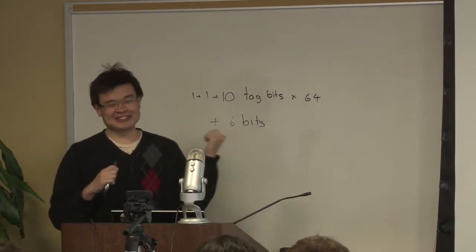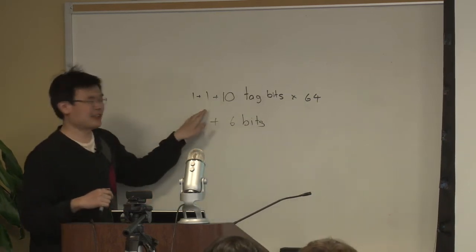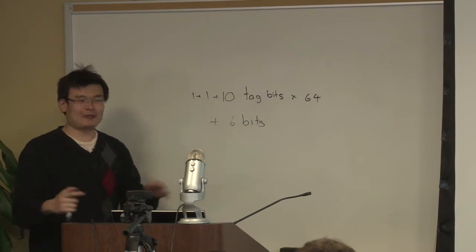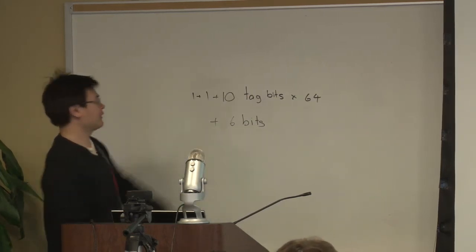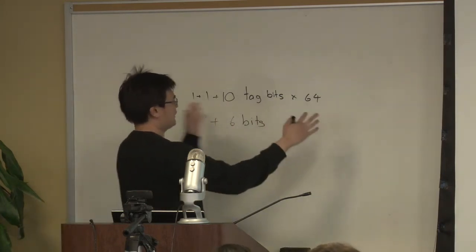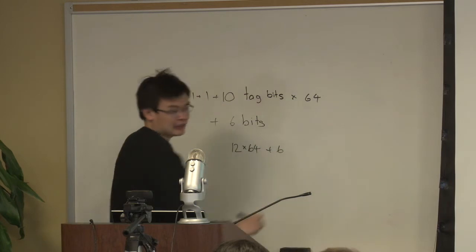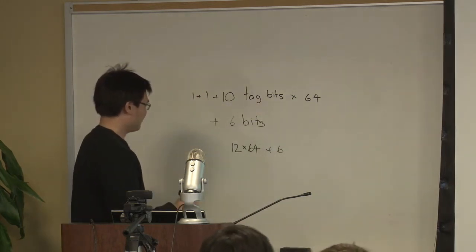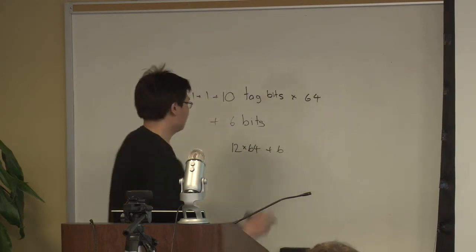So anything else that we need? Yeah, that's all. We take care of the valid bit. We take care of whether it's dirty or not because it's a write-back inclusive cache, and we take care of the replacement policy. So that means the total size is 12 times 64 plus 6, and I believe that's 74 bits.